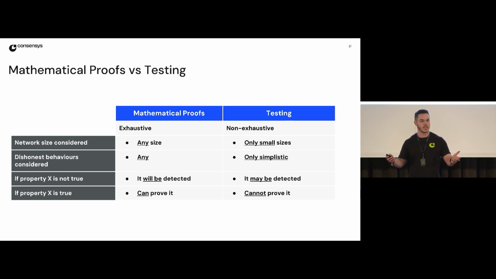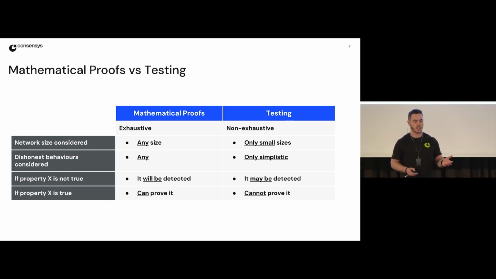We can consider networks of any size, any type of behavior, any type of scheduling. If a property is ensured, we can prove that it's ensured. And if a property is not ensured, your proof will fail somewhere. So you detect that there is a bug, which you cannot do in testing. You can't enumerate all the cases.